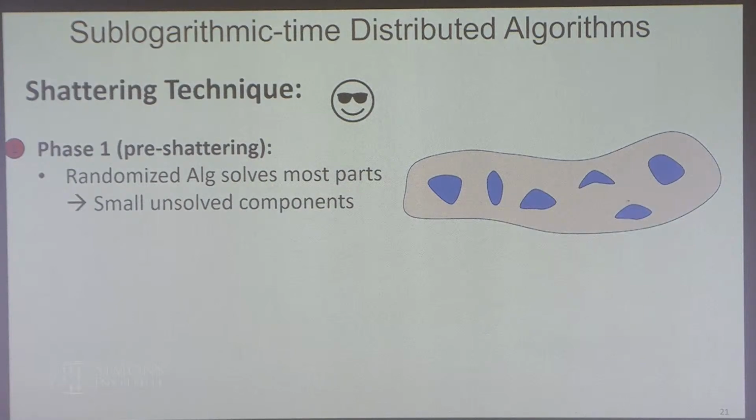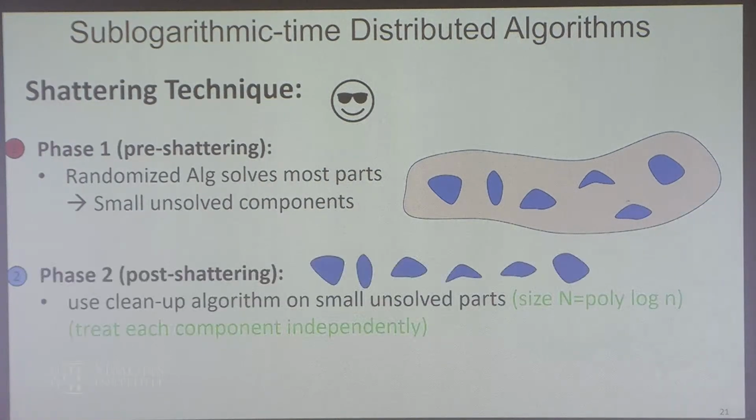In the first phase, you use the randomized algorithm to solve the problem in almost all parts of the graph. So in all these gray parts, you've solved it, and it's fairly standard by now to show that if this algorithm has good local failure probabilities and what happens far enough in the graph is independent, then you actually only have these small islands of small components left here. And then in the second phase, you use a cleanup algorithm to solve these unsolved parts.